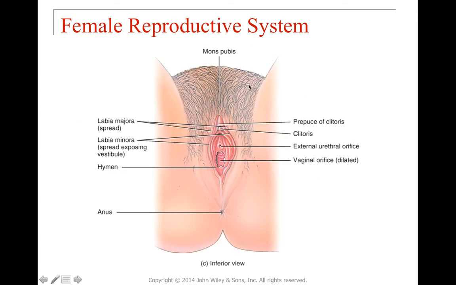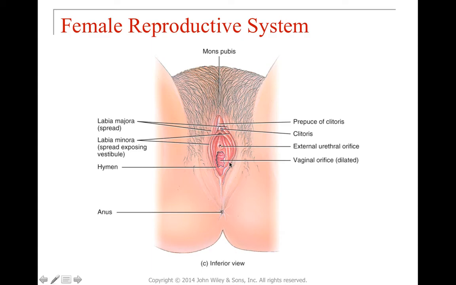So this is an overview of the external region of the female reproductive system. This here is the mons pubis. This is the prepuce of the clitoris, also known as the clitoral hood. Underneath that is the clitoris itself. These here are the labia majora. They're actually spread out here. These guys here, these inner folds, are the labia minora.